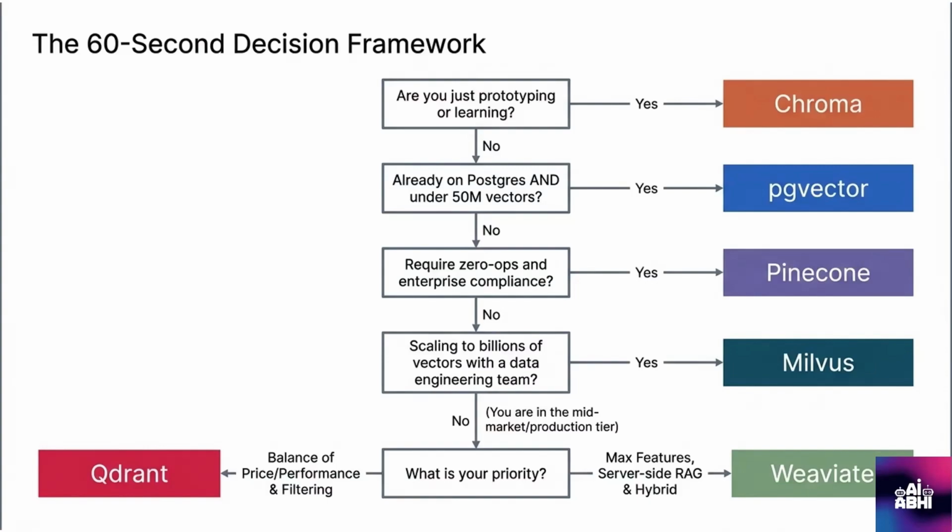Second question, are you already running PostgreSQL? And are you under 50 million vectors? If yes, then use PG Vector. One database, zero new infrastructure. Next question, do you need advanced filtering, good performance, and want to control cost? Use Qdrant. Best balance of price, performance, and features.